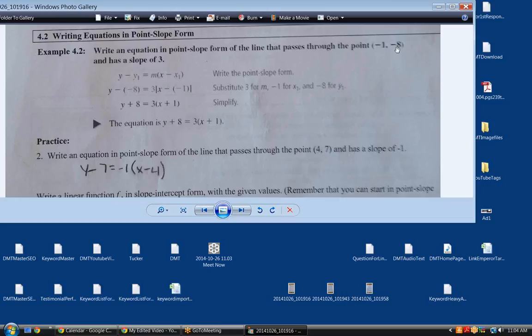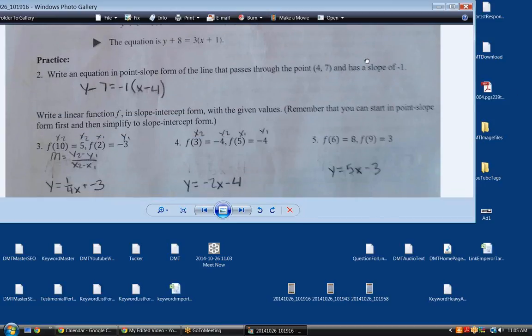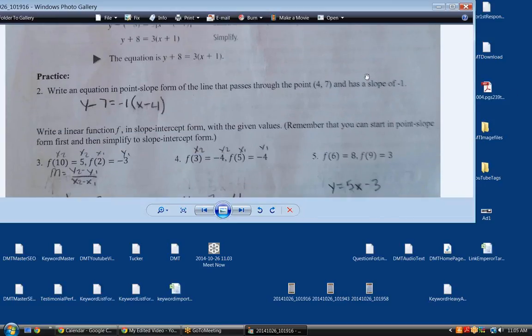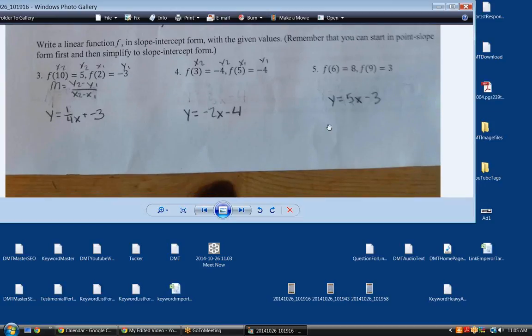Okay, and here they've given you 1 point and a slope, and you just substitute directly in for that. And you simplify, and you end up with this. It's really not much simplification. It isn't solving for y. Okay, that's the final answer right there. Cool. Okay, write an equation in point slope. Okay, y minus 7 equals minus 1. Okay, you get that. Cool.